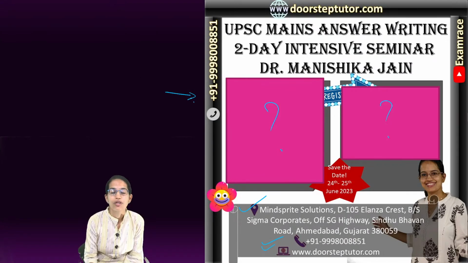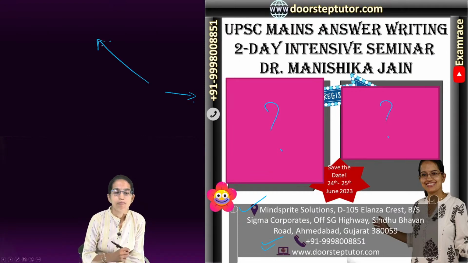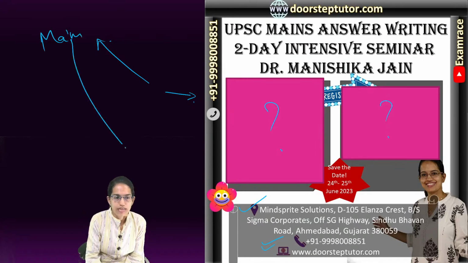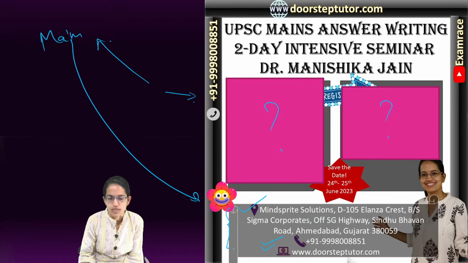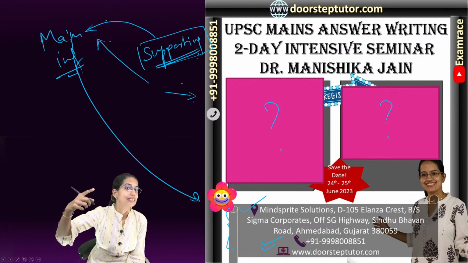How to figure that out when you are writing your mains answer? The same thing would happen again. Sometimes you keep the main information, as we said, the main information was what we had in the previous slide. So the main information is there, but there is also supporting information, which is not the key information, but still plays a very vital role in enhancing the answer.